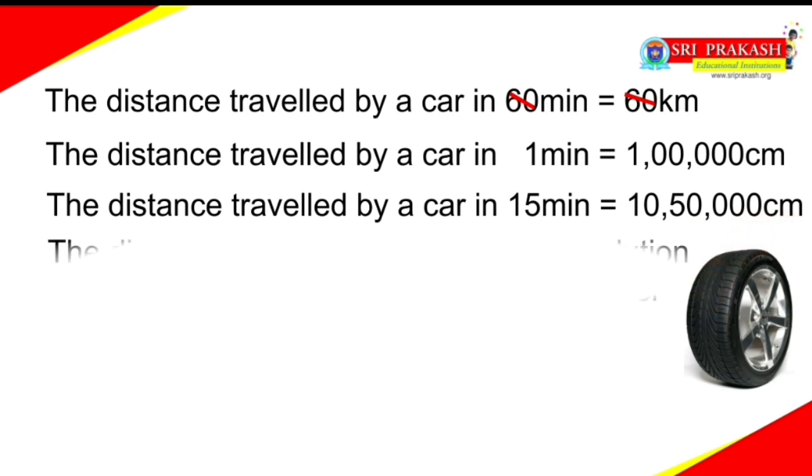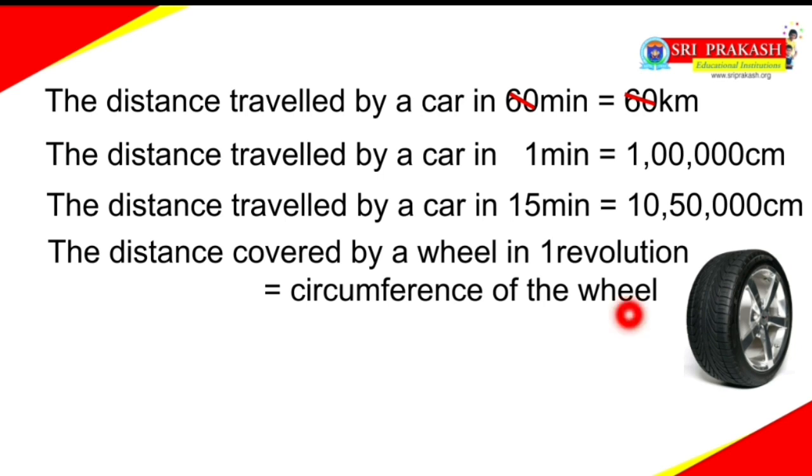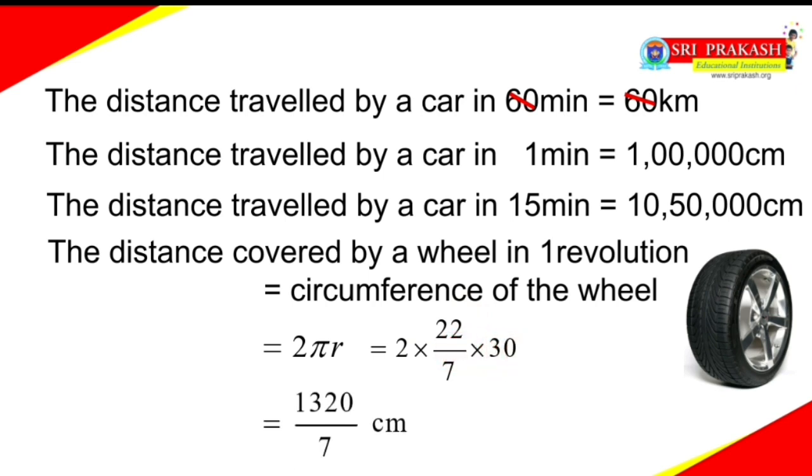Now let us find the distance traveled by a wheel in one revolution, which is equal to the circumference of the wheel. We know that the circumference of a circle is equal to 2 pi r. Now let us substitute the values of pi and r in this formula. Then we get 2 into 22 by 7 into 30, which is equal to 1320 by 7 centimeters.